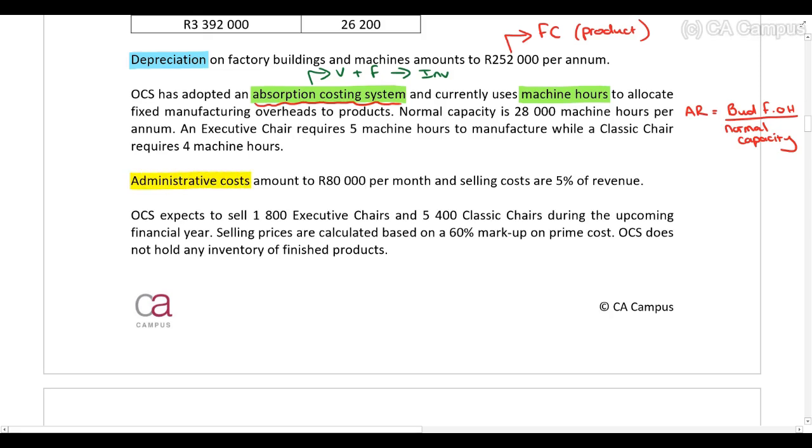Administrative costs amount to 80,000 Rand per month, and selling costs are 5% of revenue. All right, so both of these costs over here are going to be period costs. They've got nothing to do with manufacturing, so we don't include them in the value of inventory. They are going to be expensed in the period incurred. The admin costs are 80,000 Rand per month, so just be careful. You've been given that cost per month. If you need the annual cost, you're going to have to multiply that by 12. And that is going to be a fixed cost.